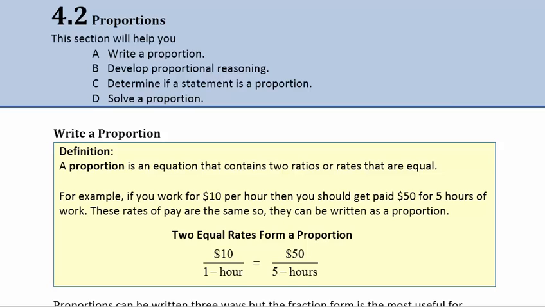Section 4.2, Proportions. This video will help you write a proportion, develop proportional reasoning, determine if a statement is a proportion, and solve a proportion. Start with writing a proportion. Let's take a look at a definition.